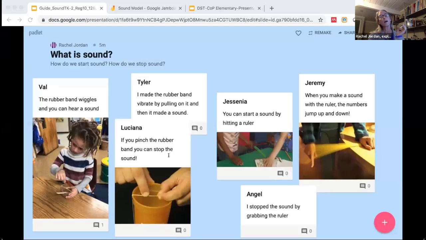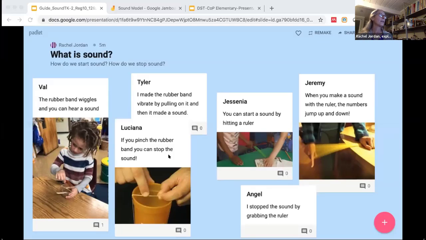But these pictures and student quotes show a number of ideas and language that teachers can use to develop the idea that a vibration is when something is moving back and forth. One of the students talked about numbers jumping up and down on the ruler, or there was lots of talk about things wiggling and squiggling. And that was all really rich language that we could use to develop this idea of what a vibration is.